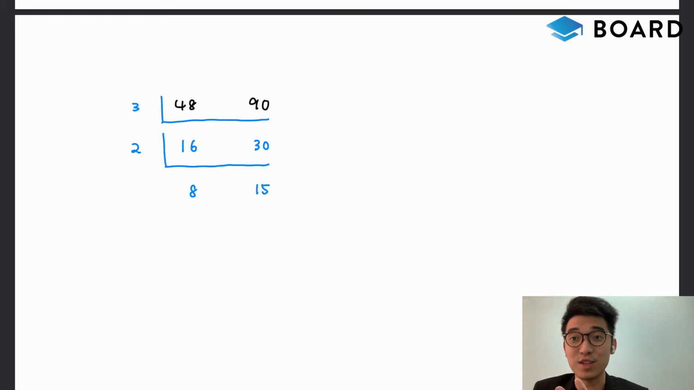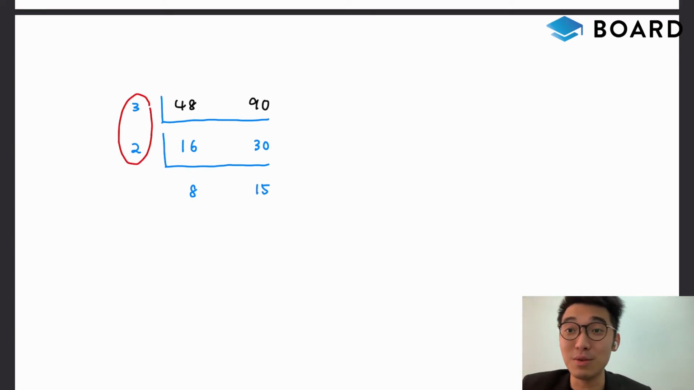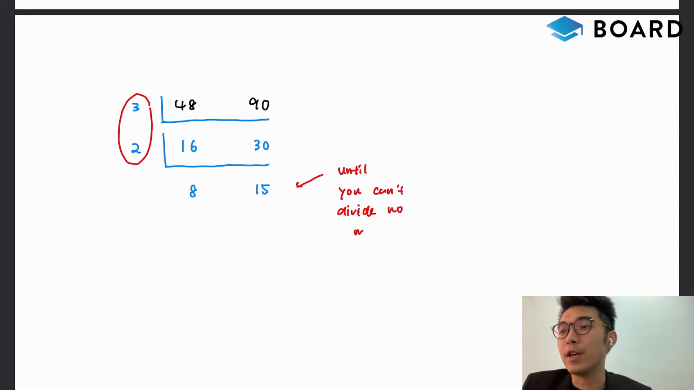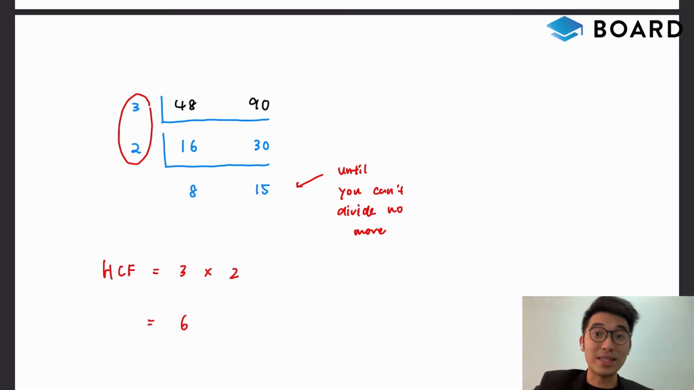Technically this is already the place where you can no longer divide with a common factor. So the best way to do it now is very simple. Just multiply the sides. This is the rule: you divide until you can't divide any more. This itself gives you what we call the HCF. You take 3 times 2, your answer is 6. That's how simple it is.